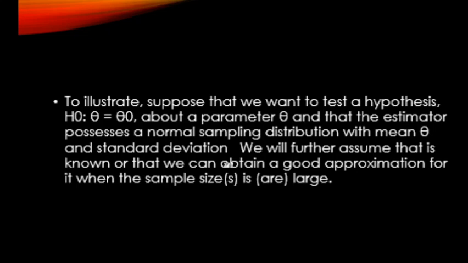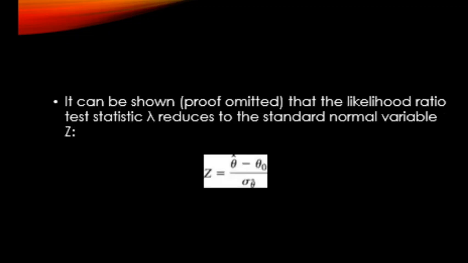So let's illustrate this. We want to test the hypothesis H0: theta equals theta 0 about a parameter theta, and the estimator theta hat will possess a normal sampling distribution with a mean of theta and standard deviation of sigma theta hat. Again, this is coming from the central limit theorem, and again, we are assuming that we have a large enough sample size.